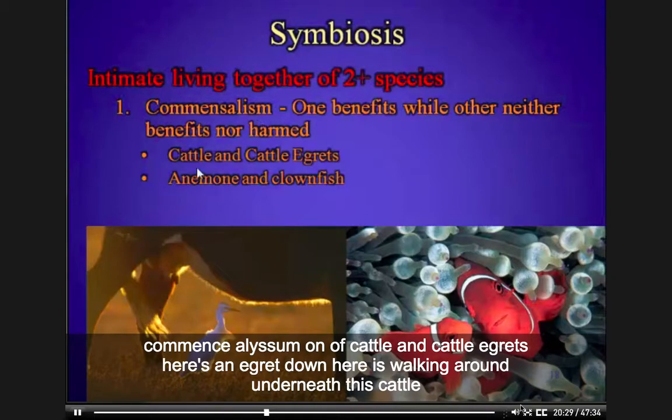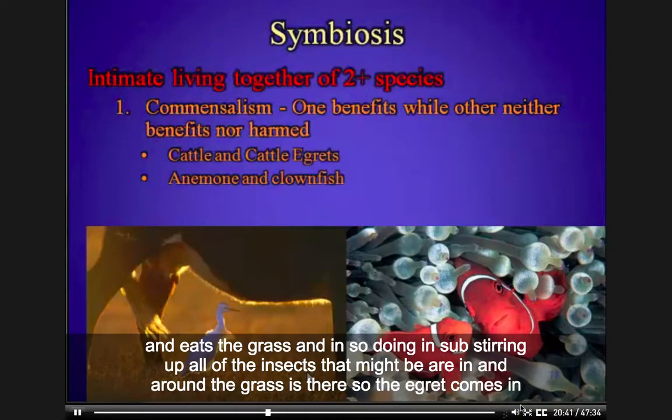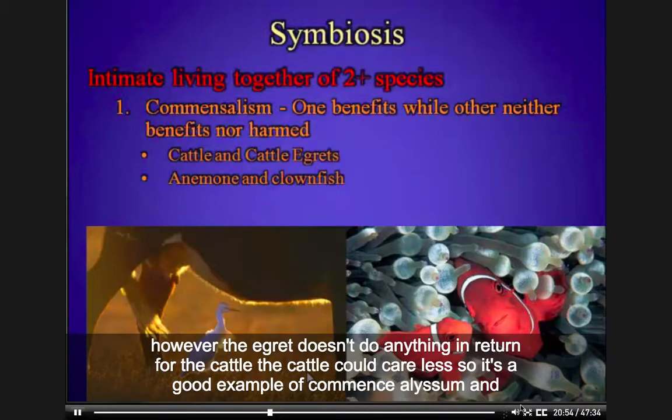Commensalism of cattle and cattle egret. Here's an egret down here, and he's walking around underneath this cattle, and the cattle is down there eating the grass, grazing on the grass, and in so doing ends up stirring up all of the insects that might be in and around the grasses there. So the egret comes in and is able to feed more effectively by the cow doing its thing on all of the insects that are popping up. However, the egret doesn't do anything in return for the cattle. The cattle could care less. So it's a good example of commensalism.